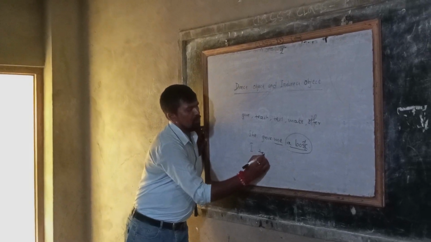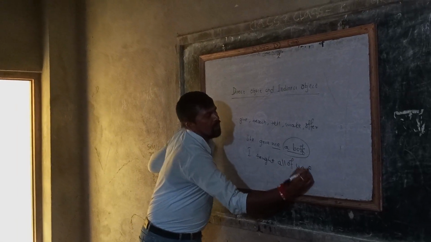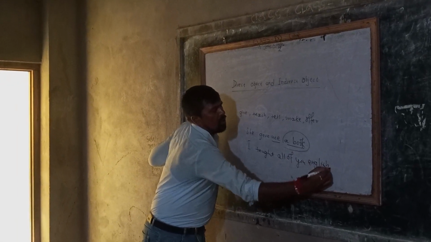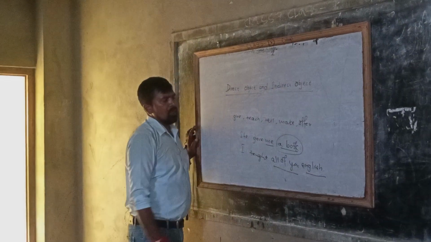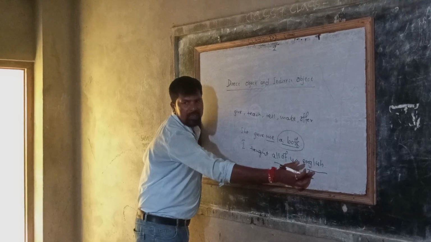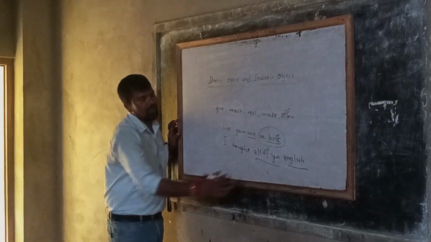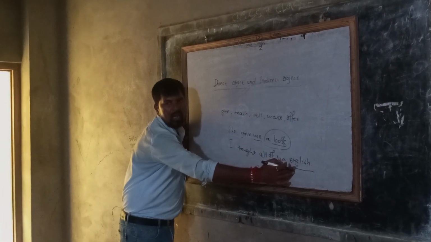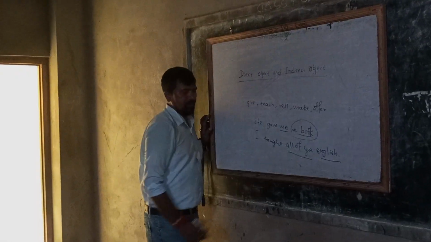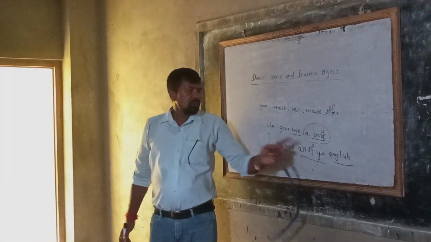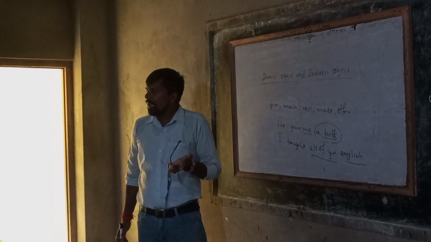I taught all of you English. So this is also an object, and that is also an object. One is the direct object, and one is the indirect object. One is a living pronoun, and the other is non-living. So all of you clear now? Is it clear about direct and indirect object?